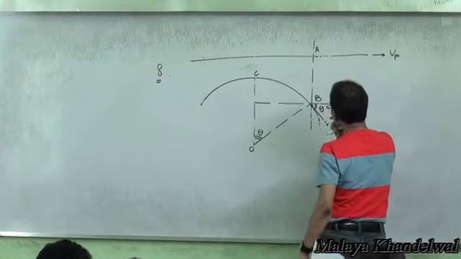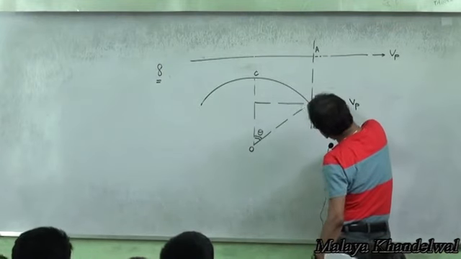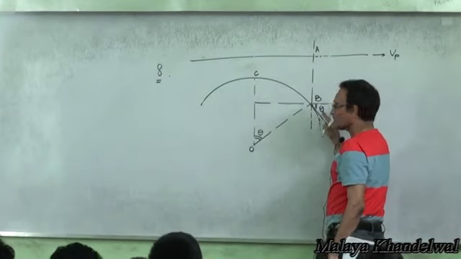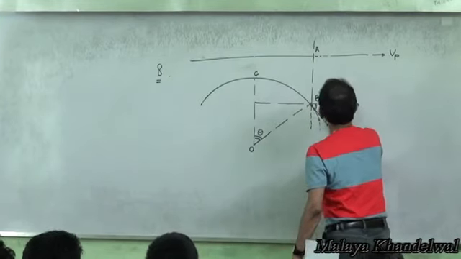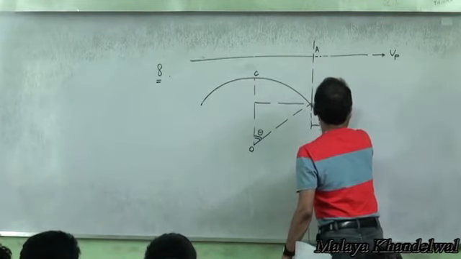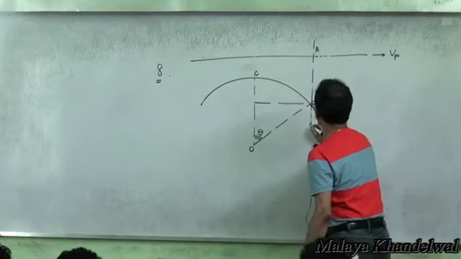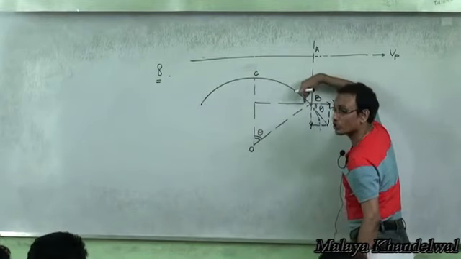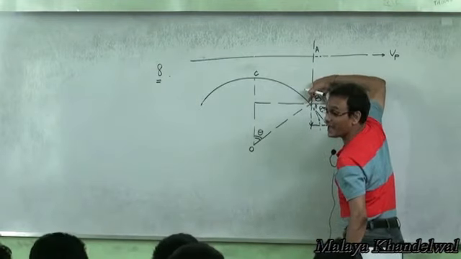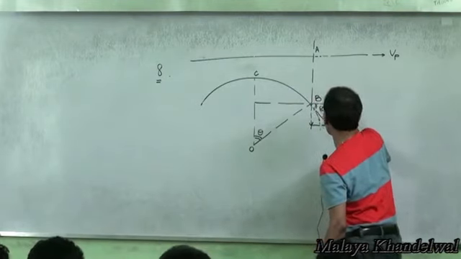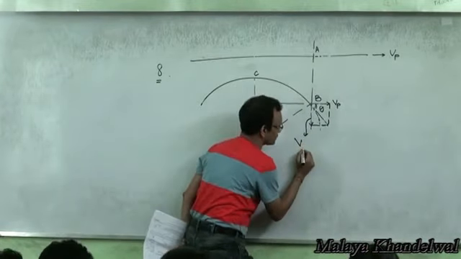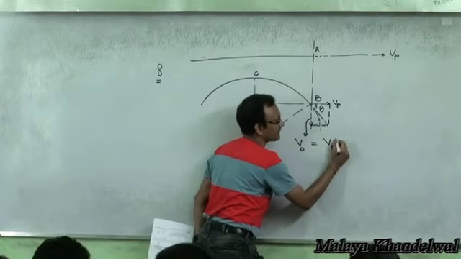And not only that, the net velocity of B must be along the tangent, right? So this is theta, this is theta. So if I complete this rectangle, then do you realize that this must be the vertical velocity of B, and very clearly vertical velocity by Vp is tan theta. So the vertical velocity of B, which is V naught, must be Vp tan theta, yes or no?